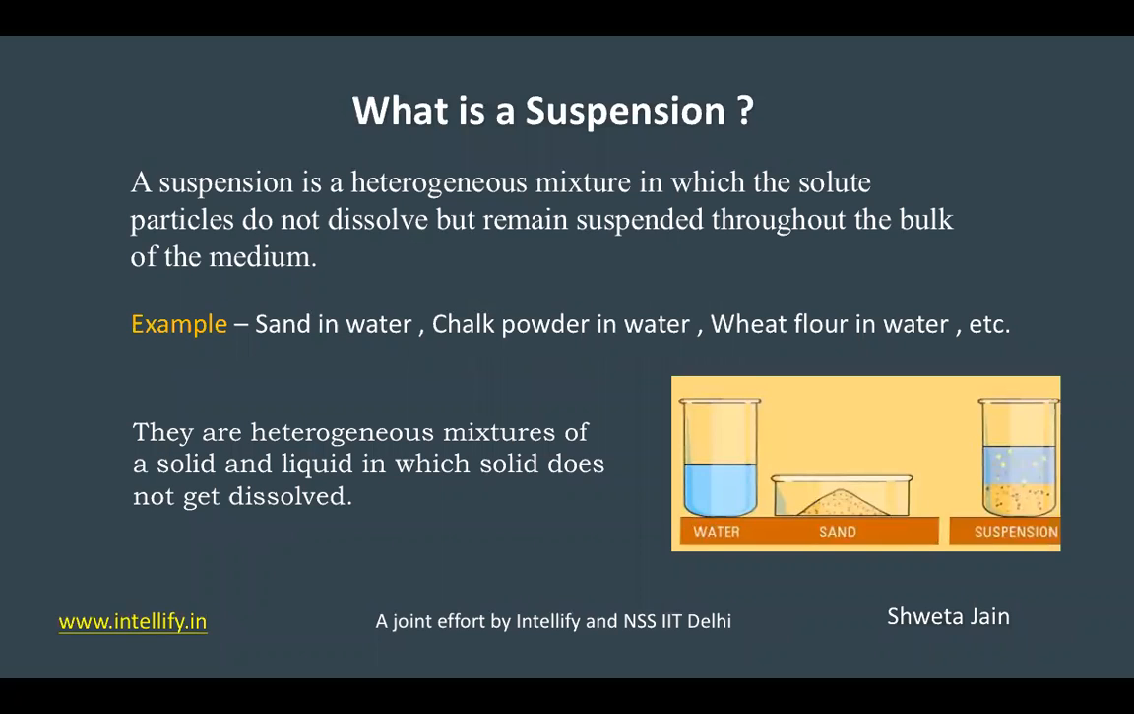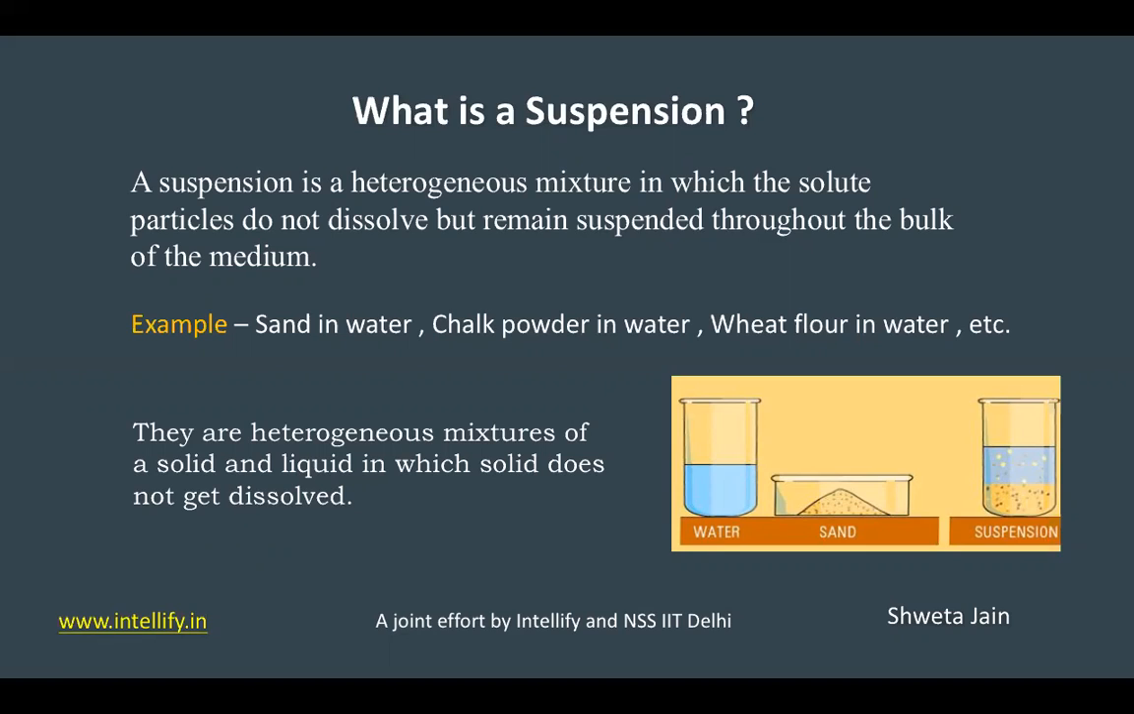What is a suspension? A suspension is a heterogeneous mixture in which the solute particles do not dissolve but remain suspended throughout the bulk of the medium. For example, if we add sand to water, we will get a suspension. If we add chalk powder to water or wheat flour to water, we will get a suspension because chalk powder, sand or wheat flour will not dissolve in water.